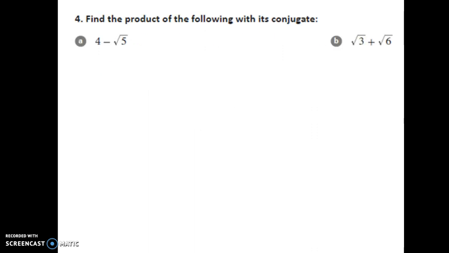And finally, number 4, it says find the product of the following with its conjugate. So we have this. It says find the product, which means multiplying. So what would be the product of this and its conjugate? So you write the thing it gives you, you write its conjugate, and you make the product. So it's asking you to multiply them.